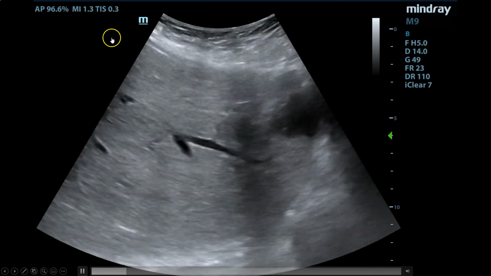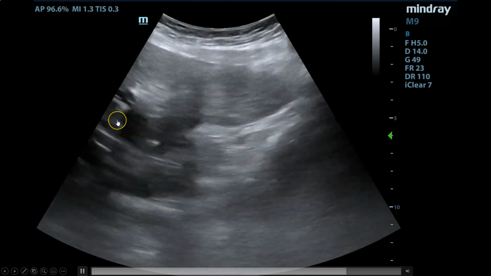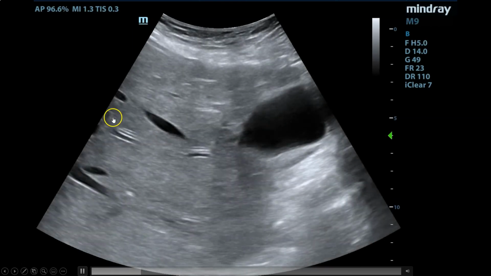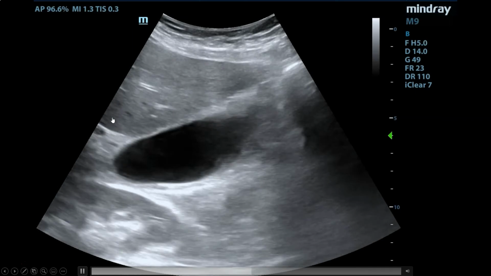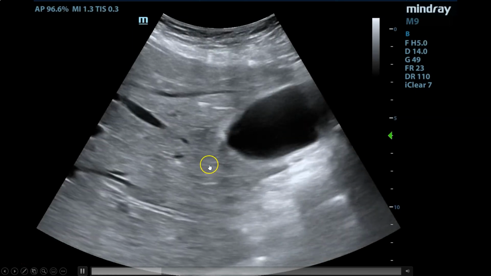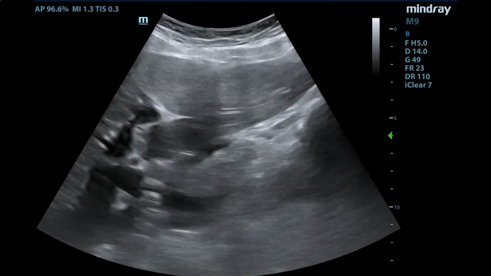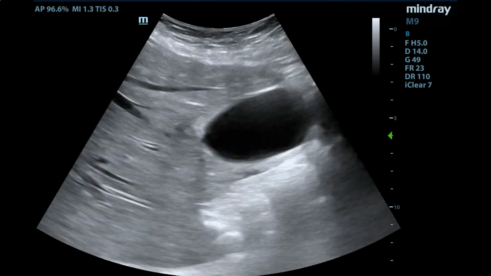Now, a sonographic Murphy sign is very similar to a regular Murphy sign, except in this case you're actually using the power of ultrasound to better refine your physical exam, because in this case you actually visualize the gallbladder fundus, and when you push down, if the patient has a sudden increase in pain and a cessation of inhalation, that would suggest a sonographic Murphy sign.